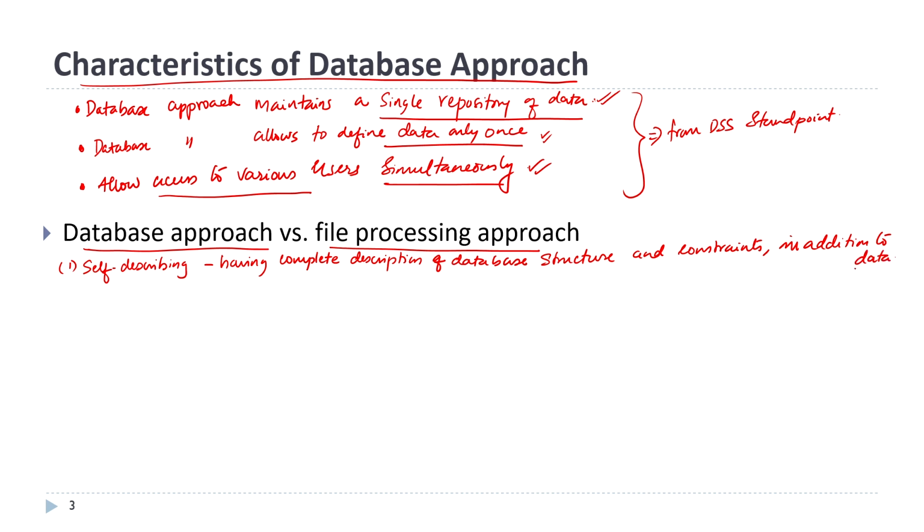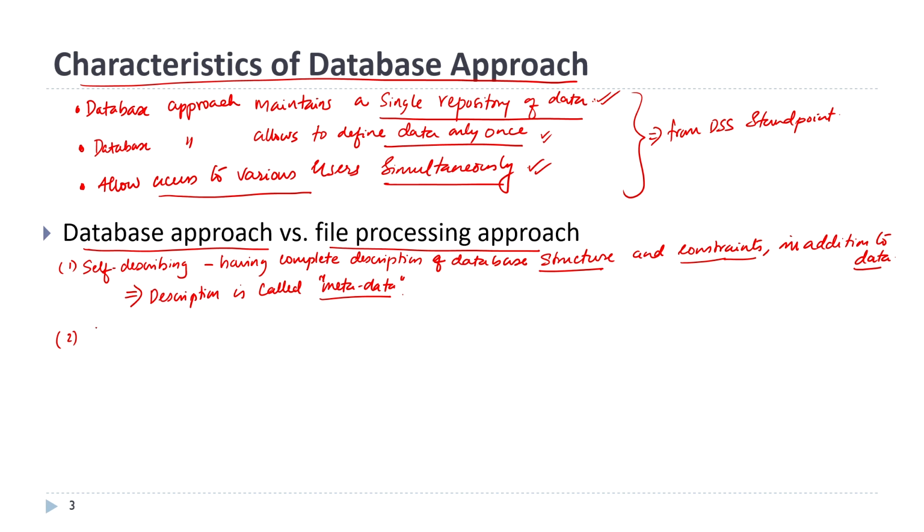Okay. In addition to just defining the data, you have a complete description of the structure of the entire database and the constraints or restrictions associated with the data. This complete description is called metadata. So, when somebody says metadata, we are talking about the complete description of the data. That is the first advantage of using the database approach over the file approach.